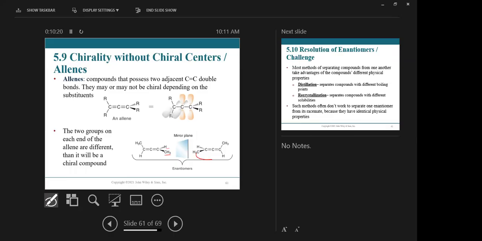Because if you rotate this one 180 degrees this way, that methyl group will be here through a 180-degree rotation. The hydrogen will be here. So you can now see how they're enantiomers.